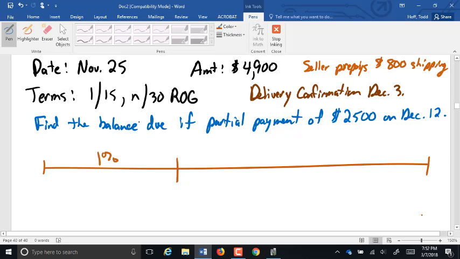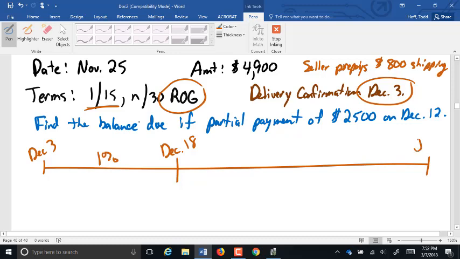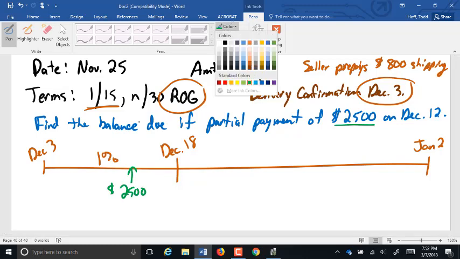What date does our timeline start on? December 3rd. Very good. It's receipt of goods, so we go off the delivery confirmation date. So that means with a 1/15 discount period, that discount period ends on December 18th. The credit period ends on January 2nd. That's 30 days after December 3rd. Well, there's that payment. $2,500 is made December 12th. Well within the discount period.